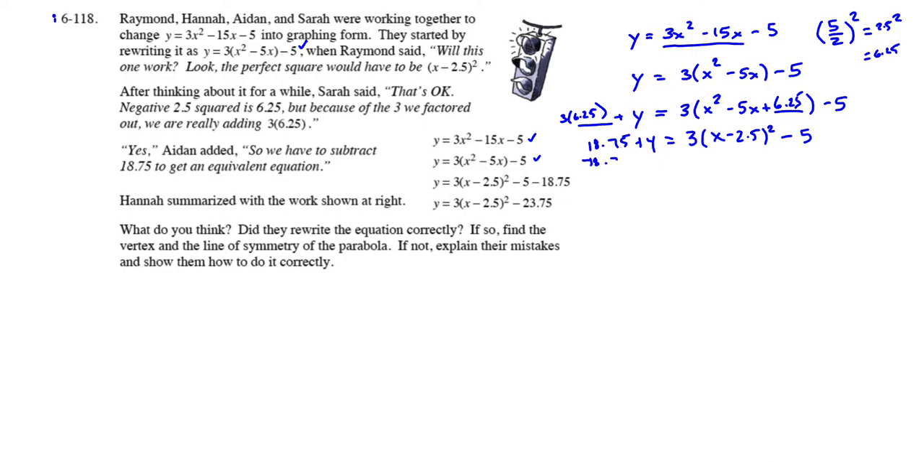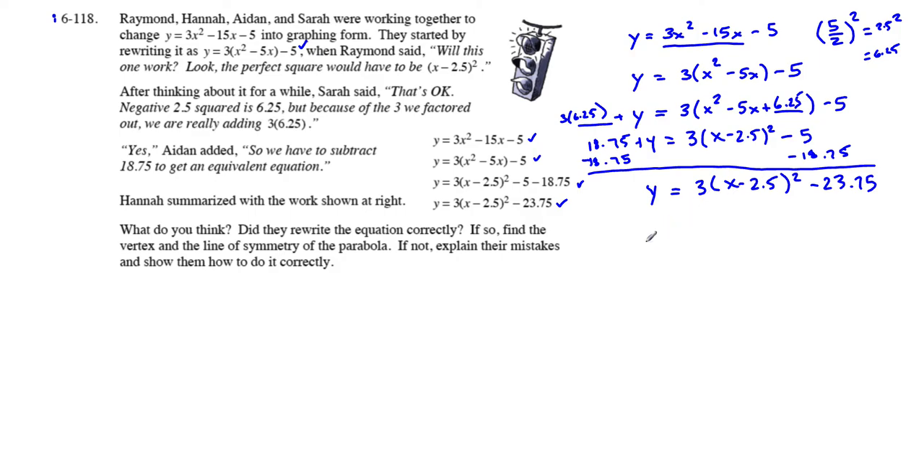So you might see now why they take it away from the other side. I'm going to subtract it from this side as well. If you're not as comfortable with this procedure, that might be something you want to do. If you're more comfortable with it and you see what's happening, you can skip that step. So you've got y equals 3 times the quantity of x minus 2.5 squared, and then we take away 5 from negative 18.75, or vice versa. We should have minus 23.75, which means that they are correct.